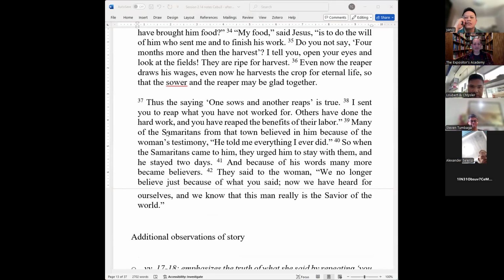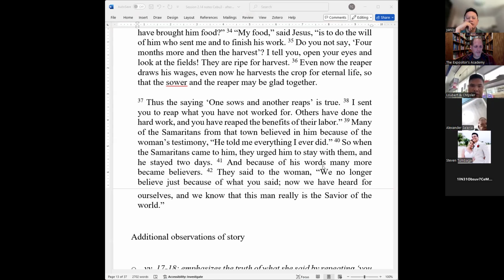Many of the Samaritans from that town believed in him because of the woman's testimony. 'He told me everything I ever did.' So when the Samaritans came to him, they urged him to stay with them, and he stayed two days. And because of his words, many more became believers. They said to the woman, 'We no longer believe just because of what you said. Now we have heard for ourselves, and we know that this man really is the Savior of the world.'